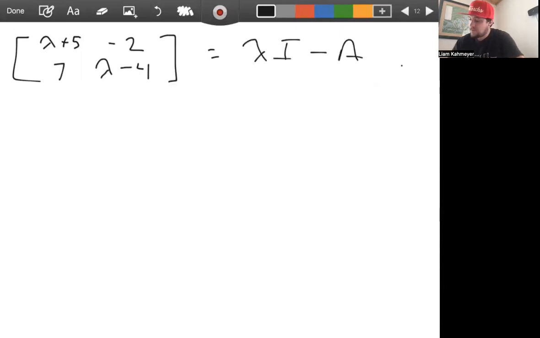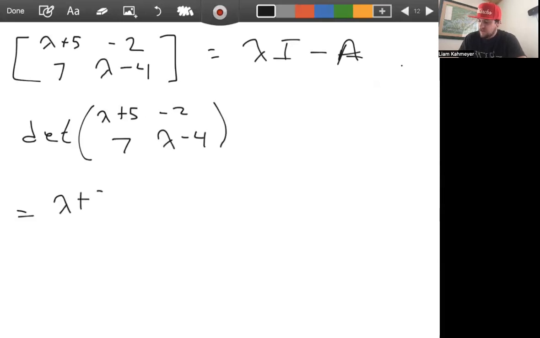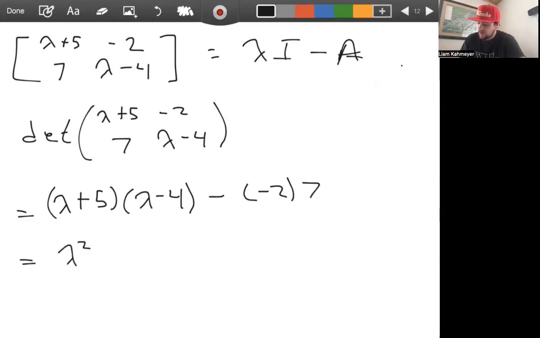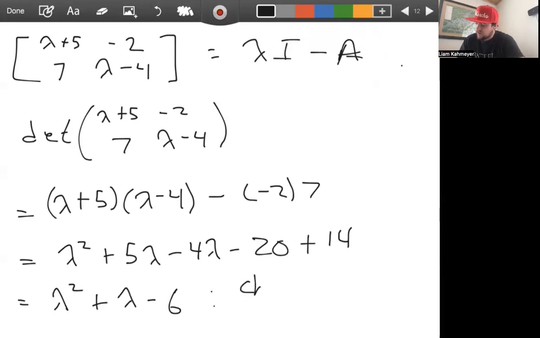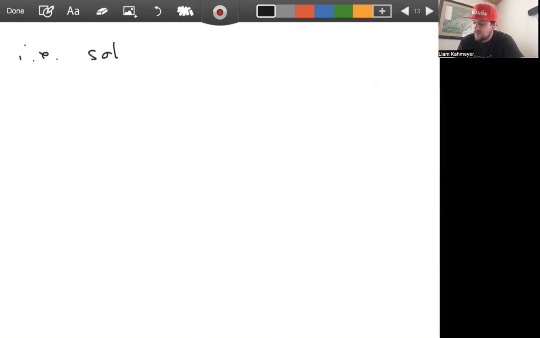So here is lambda I minus A, and now we want the determinant of this matrix. We're taking the determinant of lambda plus 5, -2, 7, lambda minus 4, which is lambda plus 5 times lambda minus 4, minus -2 times 7. That gives lambda squared plus 5 lambda minus 4 lambda minus 20 plus 14, so our characteristic polynomial is lambda squared plus lambda minus 6. To find the eigenvalues, we set up the characteristic equation: lambda squared plus lambda minus 6 equals 0.